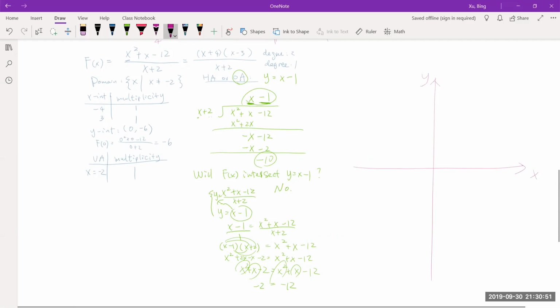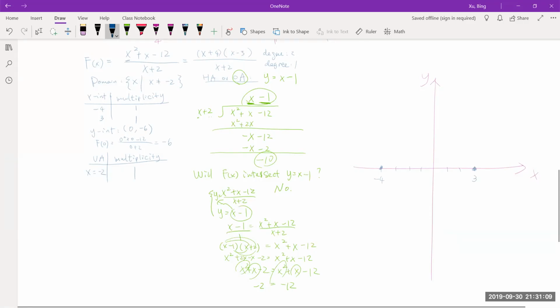First is the x-intercepts. One is -4: -1, -2, -4, so over here. The other one is +3: 1, 2, 3, so over here. What else do I have?